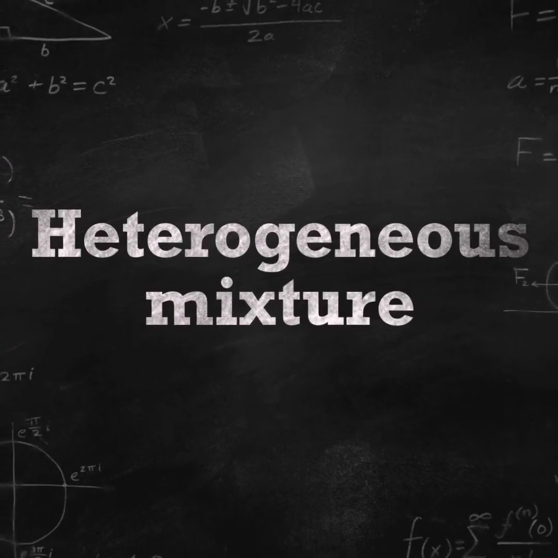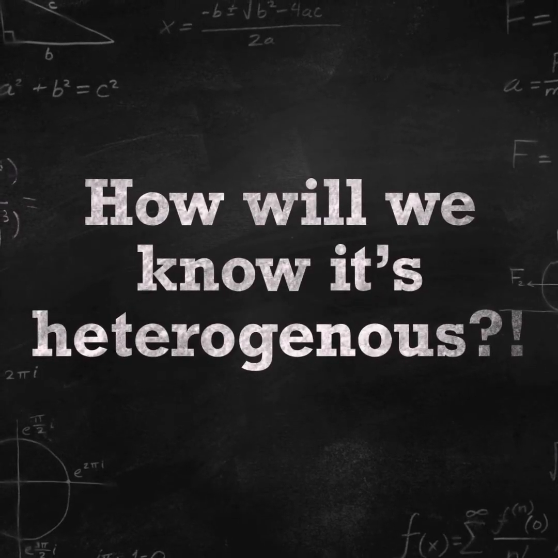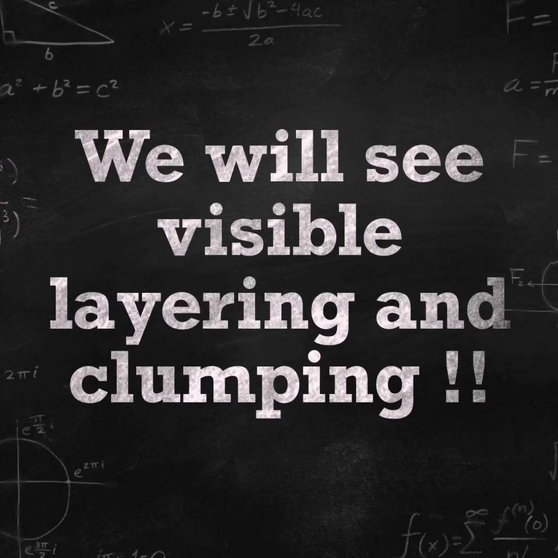Our heterogeneous mixtures at the macroscopic level, the level that we see with our naked eye, are going to be much different. Heterogeneous mixtures. A heterogeneous mixture will consist of two or more substances mixed together, lacking uniform appearance and uniform properties. How will we know that we have a heterogeneous mixture? We will see either visible layering or visible clumping. That is how we will know.